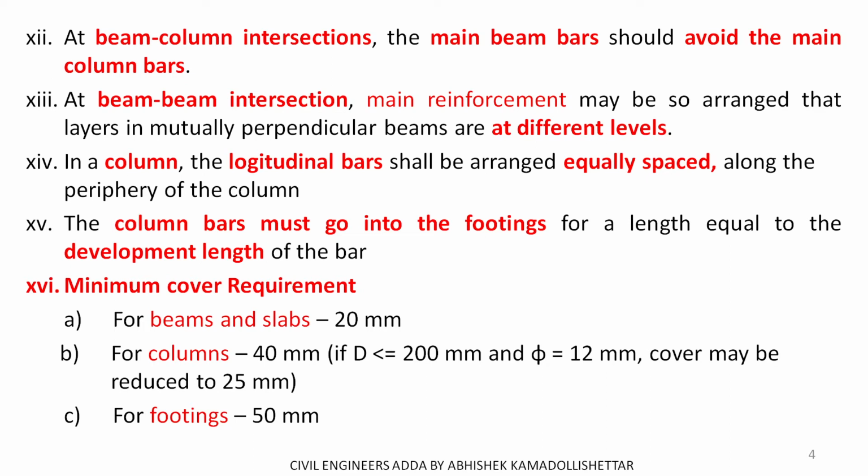If the column depth B into D is less than 200 mm and the diameter of the bar you are using is 12 mm, then you can reduce the cover to 25 mm. Otherwise, the nominal minimum of 40 mm is a must. For footings, usually we go for a minimum cover of 50 mm. So these are some guidelines that you have to remember.